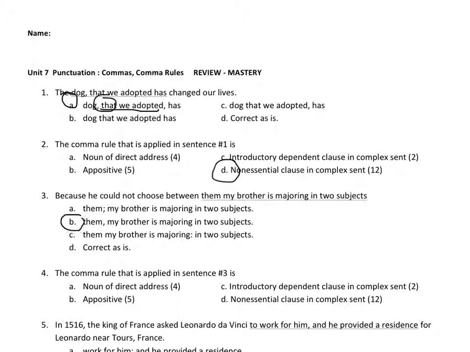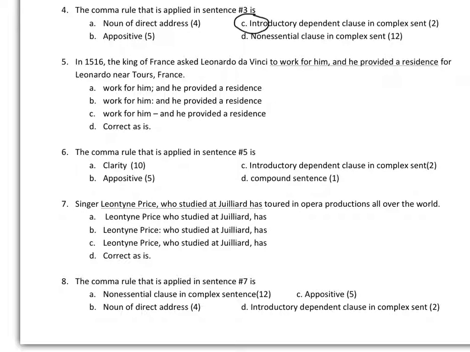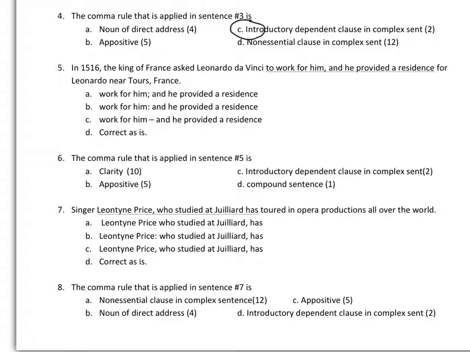Okay, the answer here is B, and the reason for that is introductory dependent clause in a complex sentence, because you have a subordinating conjunction, a dependent clause, and when the dependent clause is first, you put a comma in between the two clauses. For number 5, it's correct as is, and the reason for that is because you have a compound sentence, so yes, you put a comma before the coordinating conjunction. Independent clauses on both sides.